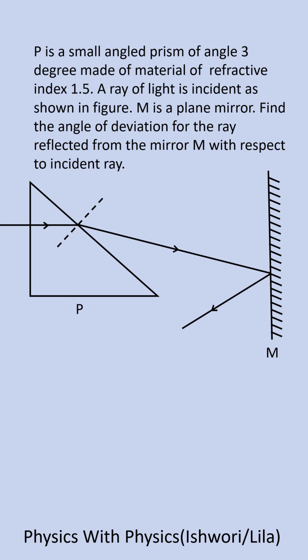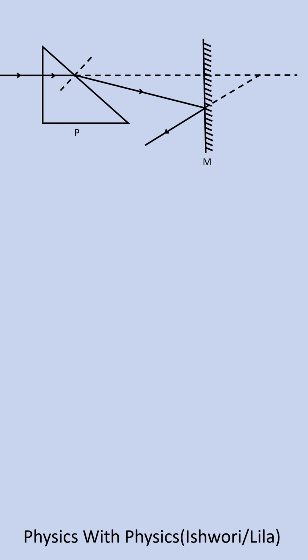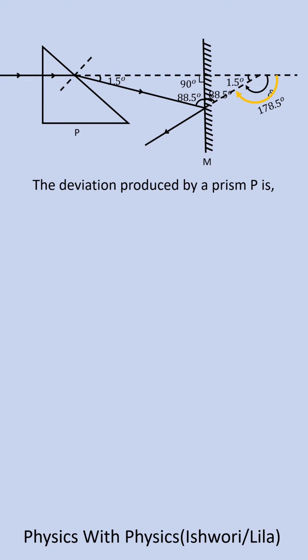Okay, this is the problem. This is the direction of the incident ray and this is the direction of the reflected ray, the ray reflected from the mirror. This angle is delta. This is 1.5. This is 90 degree. This is 88.5 degree. This is also 88.5 degree. This is 1.5 degree. This angle is 178.5 degree.